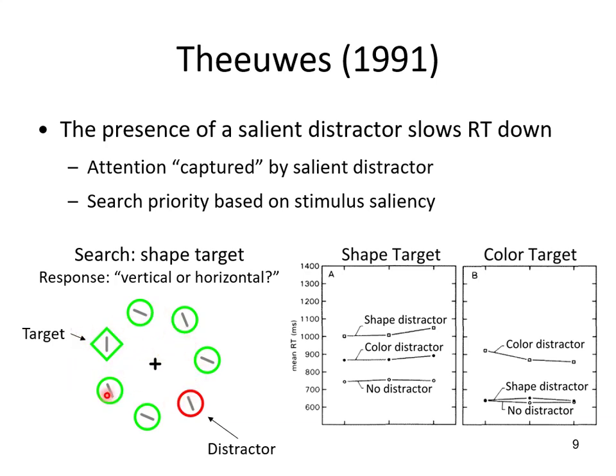So these are the other items. You need to find out the target, and then you respond to the central line. Is it vertical or horizontal? Okay, and then you press a key for vertical, or you press another key for horizontal, and then the response time is analyzed.